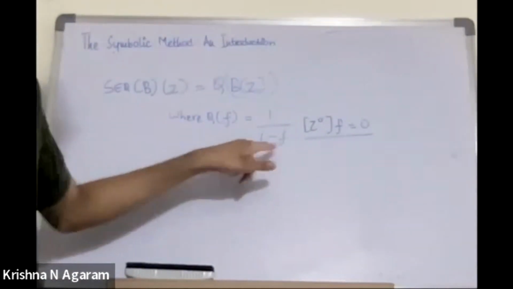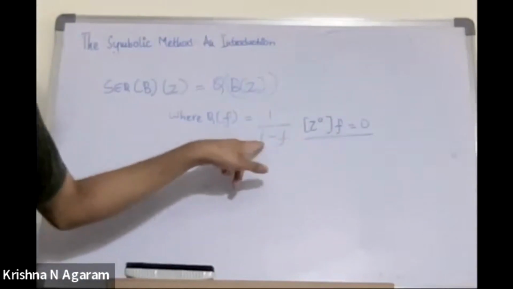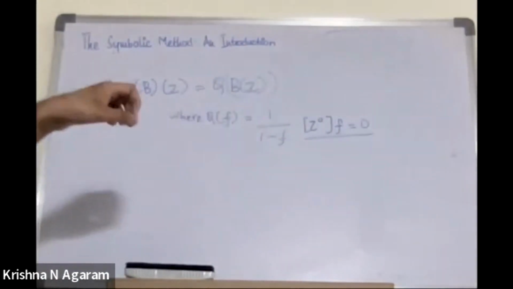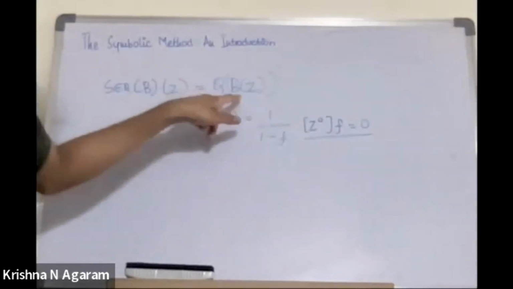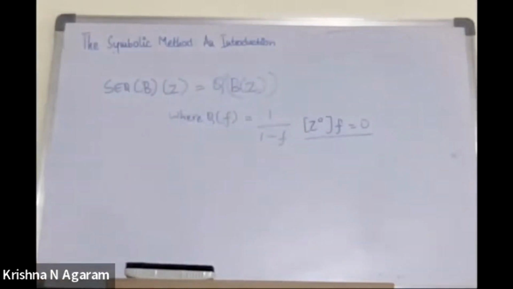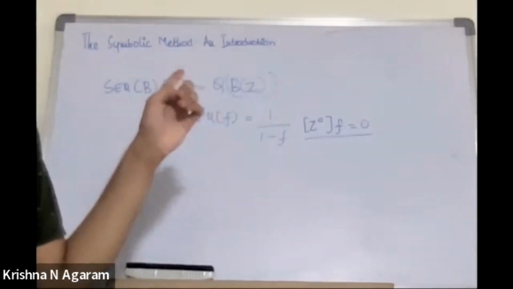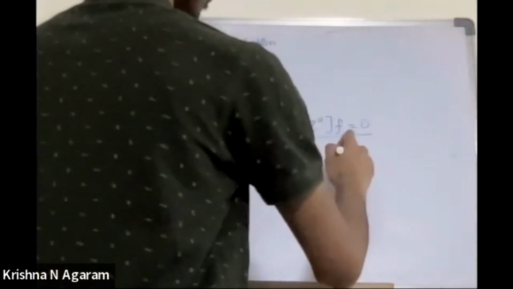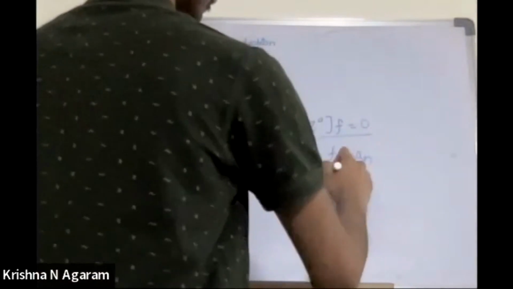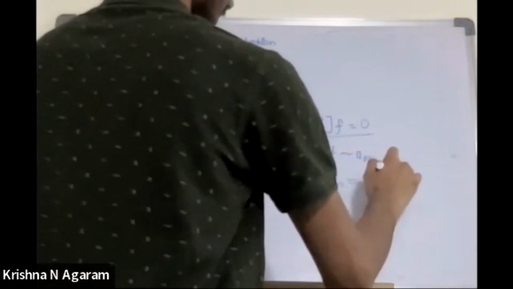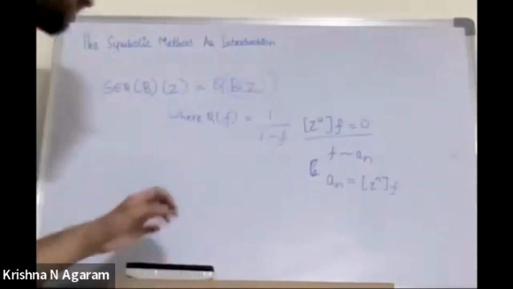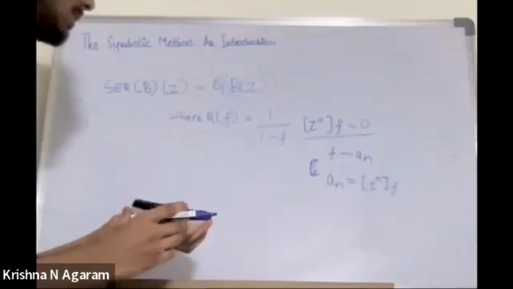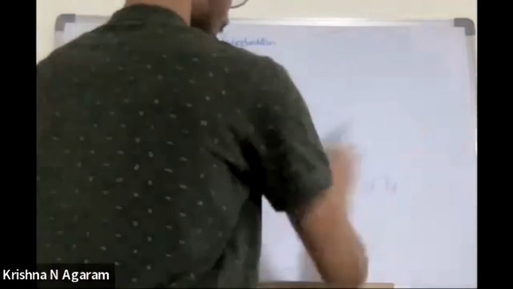So q of f is the inverse of 1 minus f, and 1 minus f can be inverted because its constant term is 1, non-zero. And this is just because b must have no element of size 0. What does this thing mean, the thing you wrote on the right, like z0 brackets f0? That is the coefficient of zn, meaning if f is the series with coefficients an, then an is zn of f. Ah, this is the coefficient. So the constant term should be 0, right?